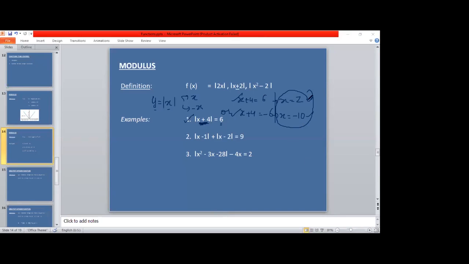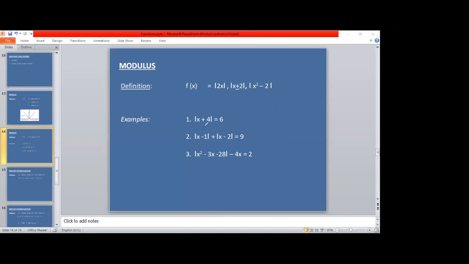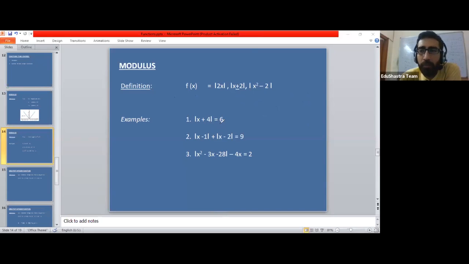Sir, how will we plot example 1 on graph? Sorry? So how will we plot example 1, modulus of x plus 4 is equal to 6? Modulus of x plus 4 equal to 6 is not a graph. This is a value. It's an equation. We could have plotted f(x) equal to mod of x plus 4. And this is exactly similar to mod of x. f(x) equal to mod of x was like this, right? Meets at the origin.